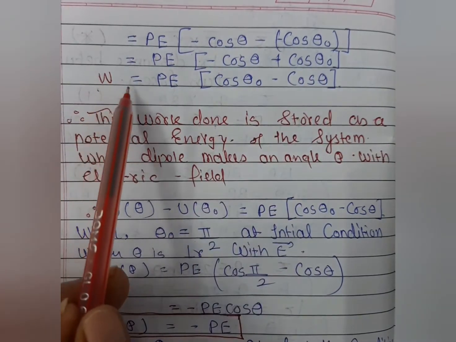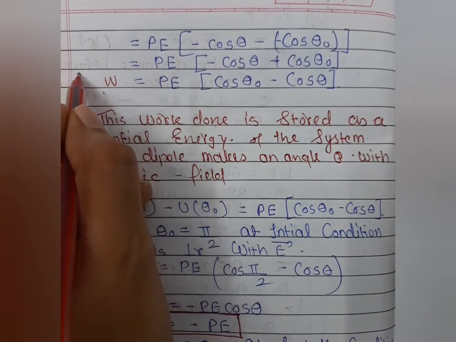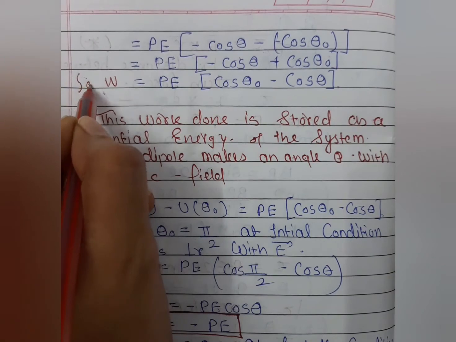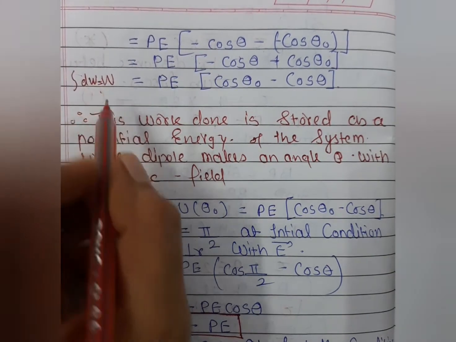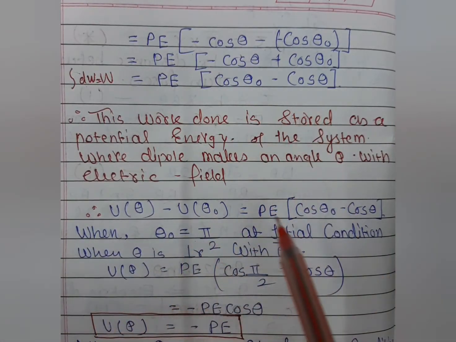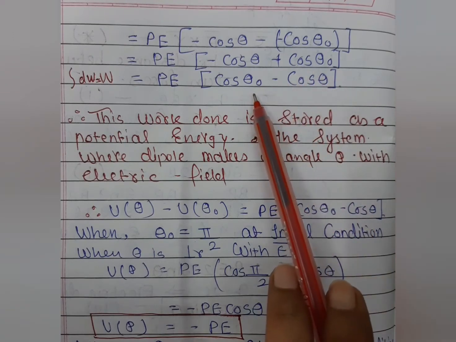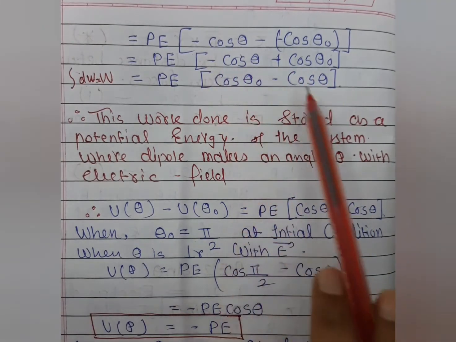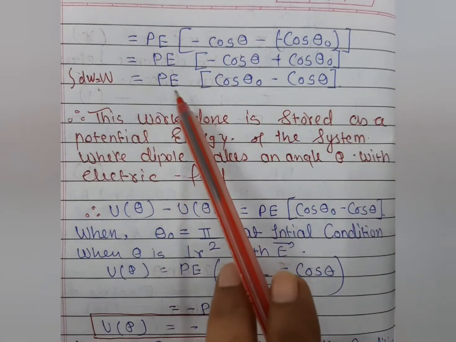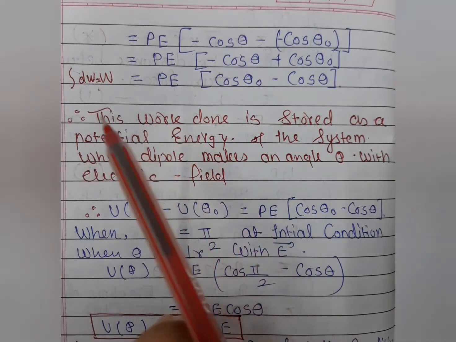So here we get the total work done, because you know it very well, students, we are using the integration of dW, and dW gives W, that is PE into cos theta naught minus cos theta. Students, here I am just rearranging the terms, theta naught first because it has a positive sign, and then minus cos theta. So the work done formula is W equals PE (cos theta naught minus cos theta). This formula is very important, students. We use this formula in so many numericals, so you just remember this formula when we are using integration.